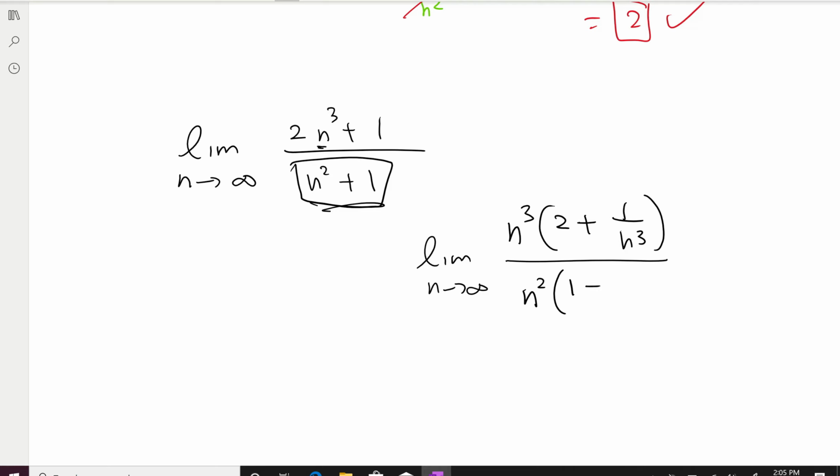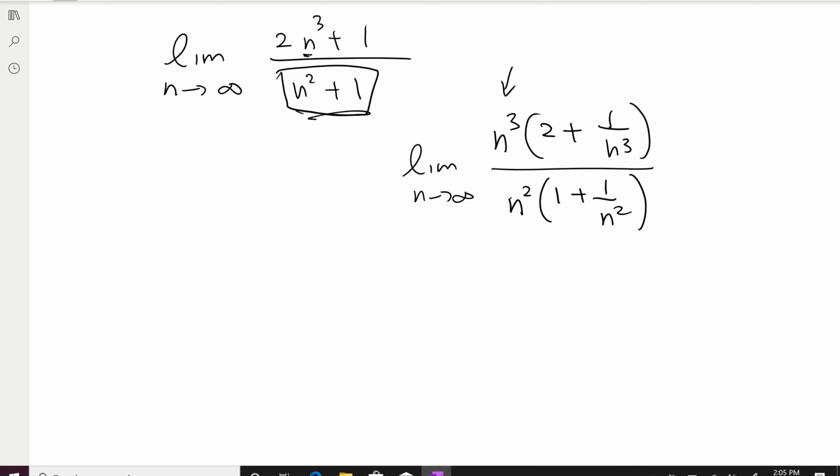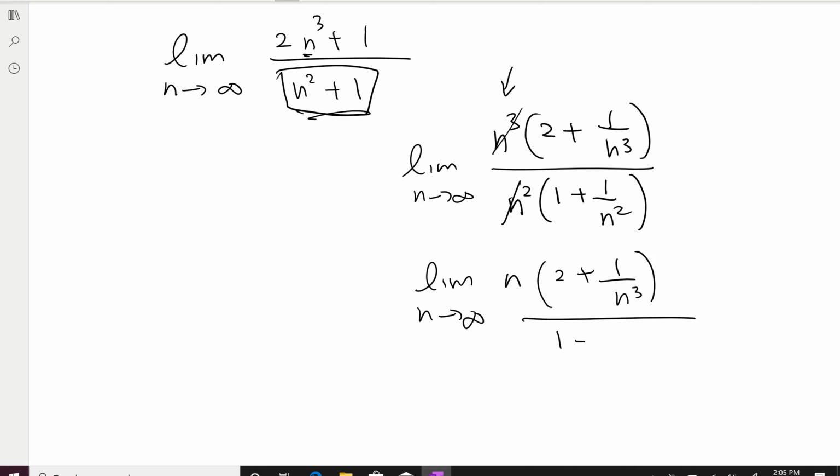Again, even though you took n³ in the numerator, that doesn't mean you have to take n³ in the denominator. It doesn't need to be the same. It's just the highest power of the numerator and denominator individually, just like we look at the dominating terms individually. Now simplify. n² and n³ cancel out, so what's left? You are left with an n in the numerator, and that's fine.